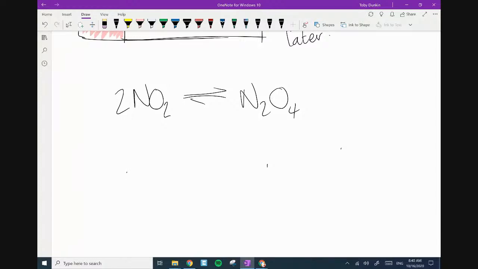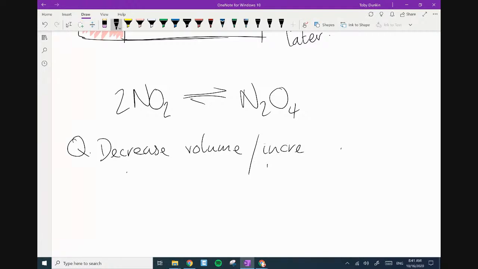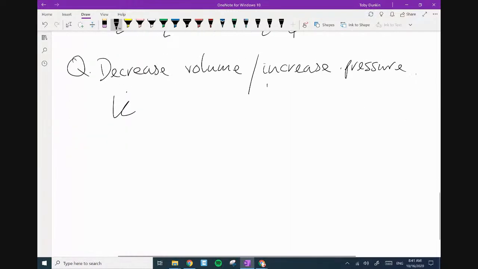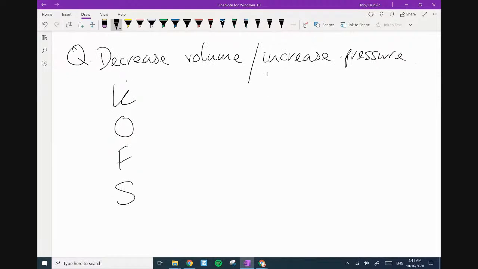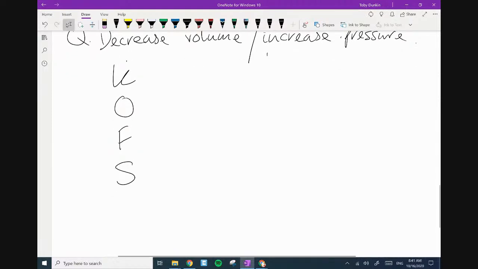So anyway, what we've done is when we push the plunger, we decrease volume, which we know is otherwise known as an increase in pressure. And they're going to say explain, and you're running COUGHS. We know that pressure is all about COUGHS.